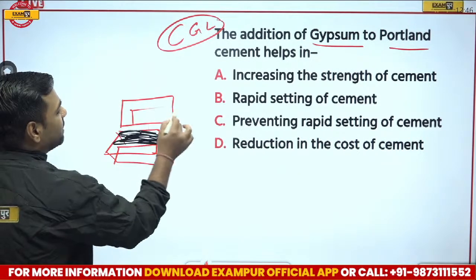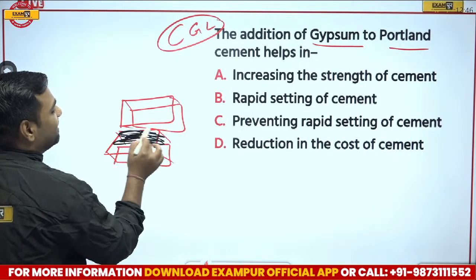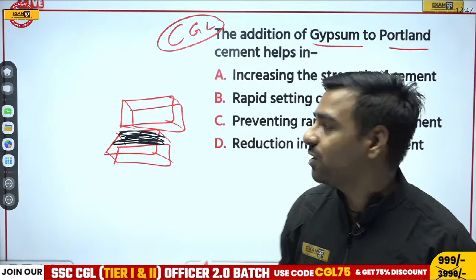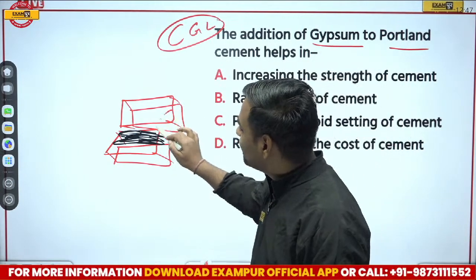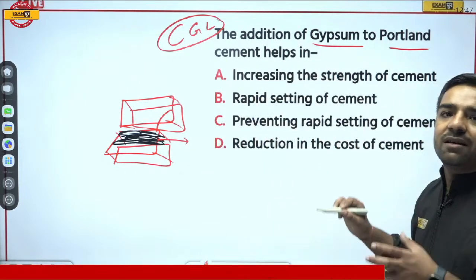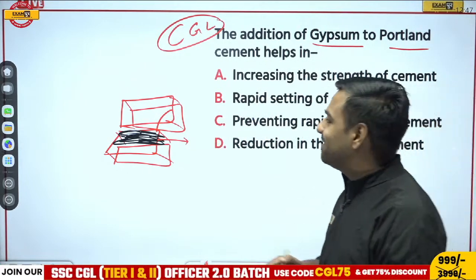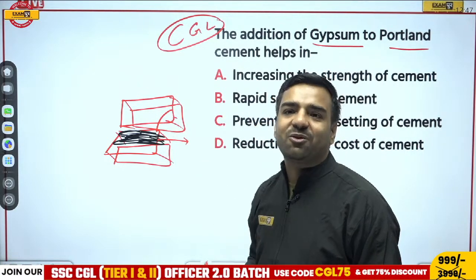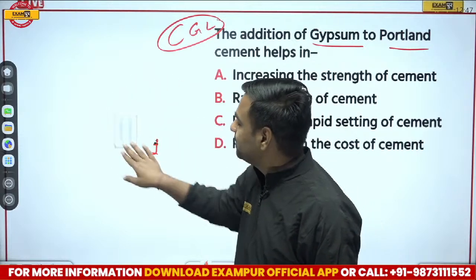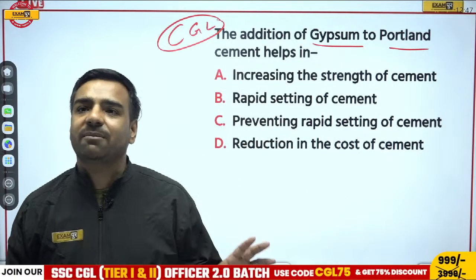I want that it must not settle in a super fast manner. If it settles in a super fast manner, what will happen? Before putting this brick only, it will actually settle. Since it will settle, it would be difficult to put this brick over here, right? So what I'll do, I want to just increase the timing of the settlement.